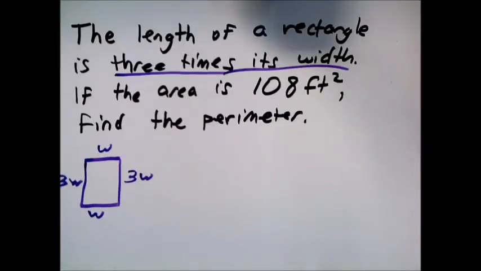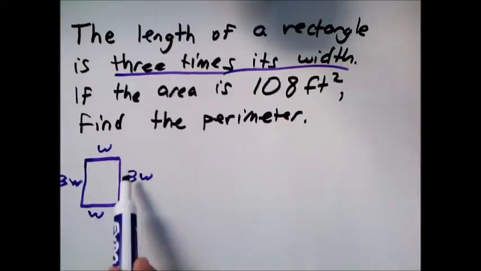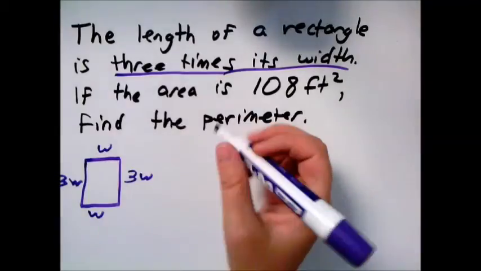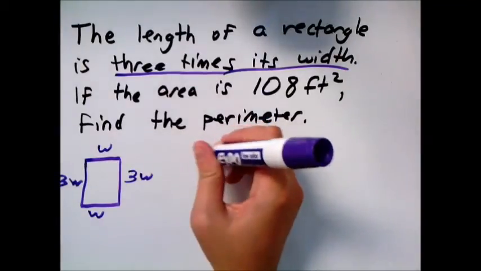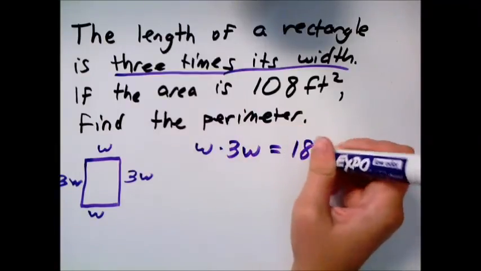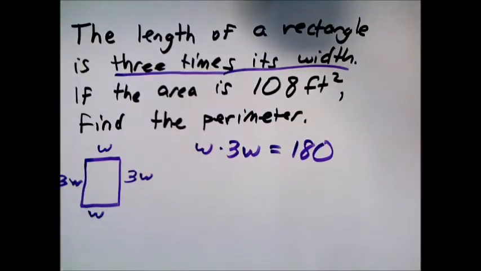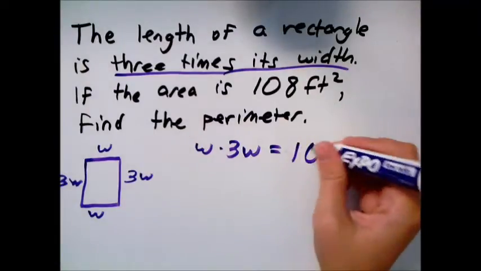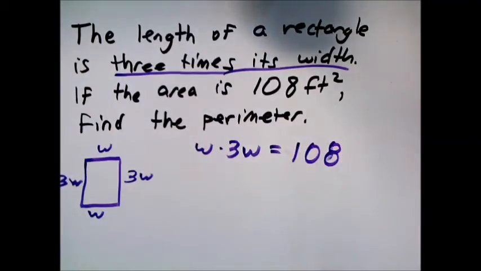Alright, so the area is 108 square feet. Well, how do I find area? Like if this was a 5 by 10, it'd be 50 square feet, right? You'd do length times width. And see, now that I have something for width and length, W and 3W, I can say W times 3W, the length times the width, should give me that 108. Almost wrote down the wrong number.